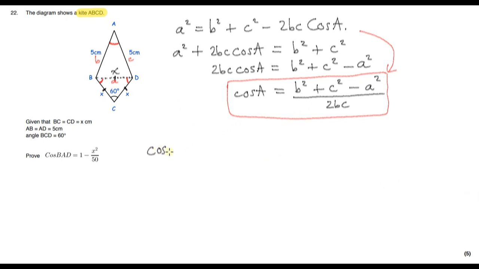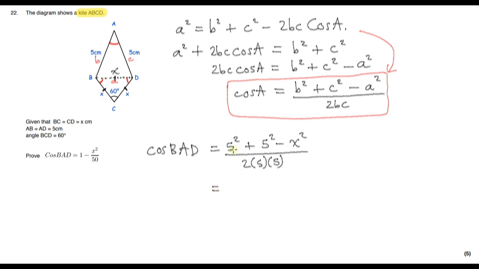Instead of writing cosine of A, we can write cosine of BAD. And this is a bad question. It is the last question, so it's a good question. So cos of BAD is equal to b squared, so that's 5 squared, plus another 5 squared, minus a squared. Well, a in this case is x, so it's just x squared. And then all of that divided by 2 times 5 times 5. So now we just need to simplify.